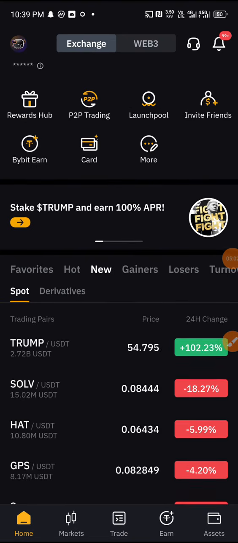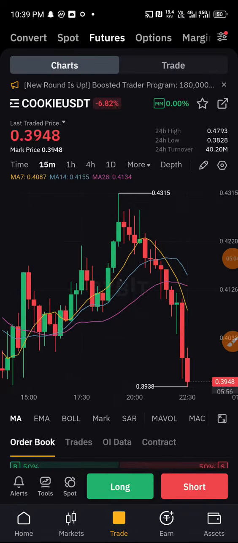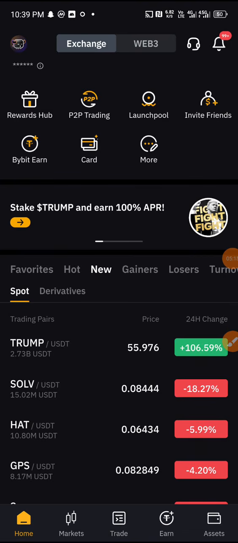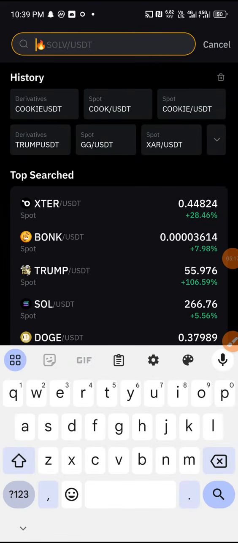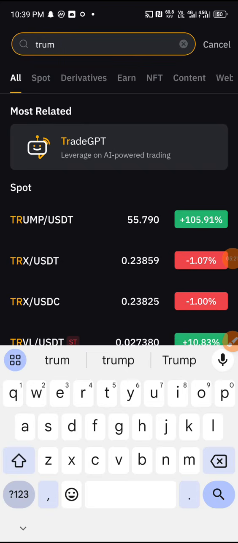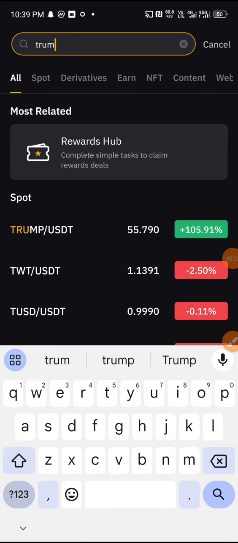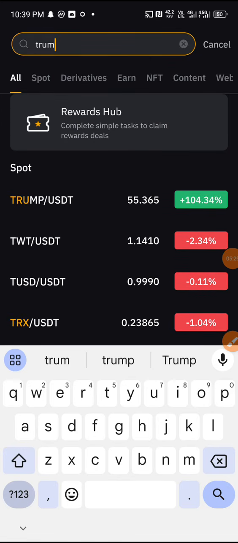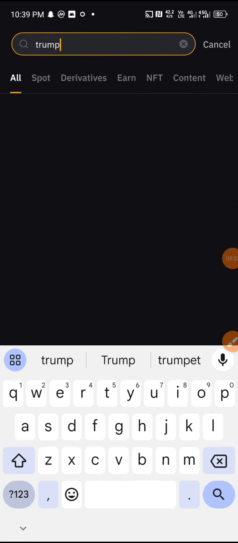But what I'm interested in trading is this Trump. This Trump has been up and down, but we're going to click on sell. We're going to trade Trump because research shows it has been going up for a while now, so there's every possibility that it will definitely return.